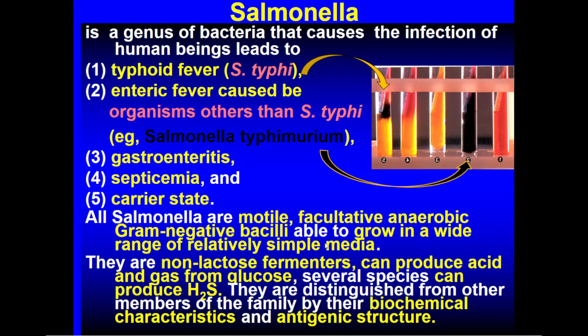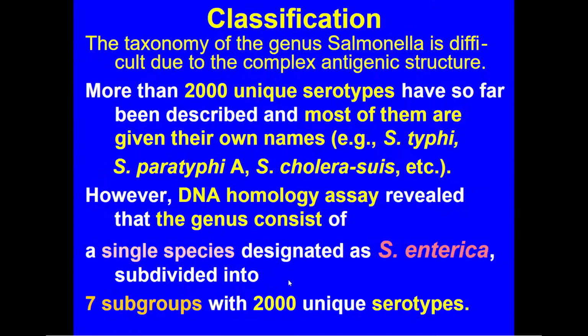Then, if you take a look at Salmonella, this is Salmonella typhi in triple sugar iron agar, and this is Salmonella typhimurium. So the production of hydrogen sulfide is very typical of some Salmonella. Usually they are non-lactose fermenters, but they are good fermenters. They can produce acid and gas out of glucose, and they are identified by biochemical characteristics and antigenic structure.